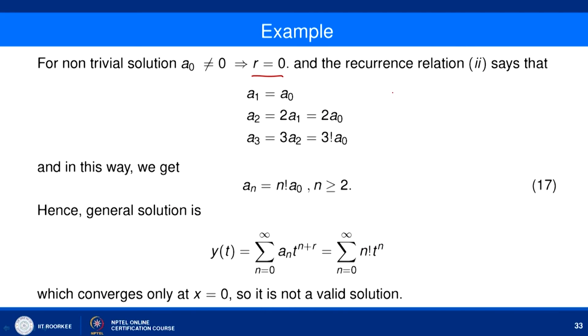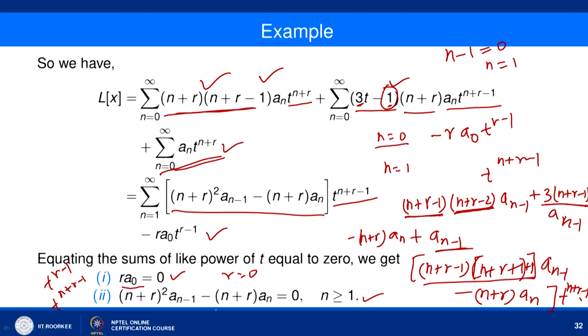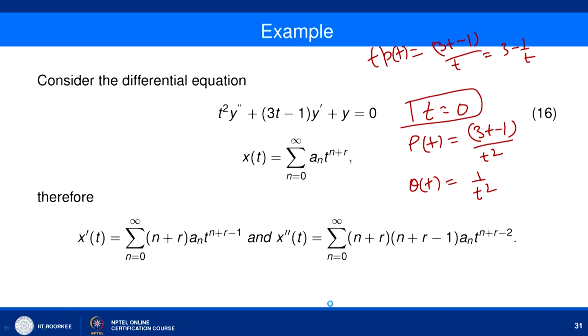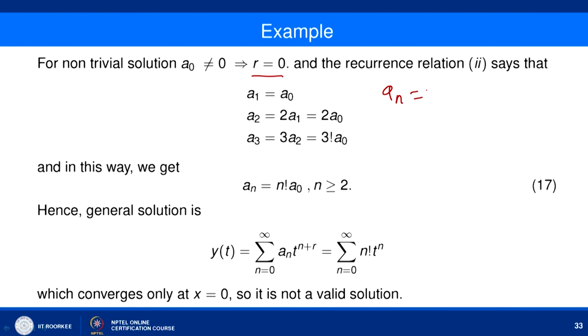So here you have a n times (n plus r); you can cancel out n plus r, because n is positive and r is 0. So a n is given as (n plus r) a n minus 1 and r equal to 0. So a n is equal to n a n minus 1.